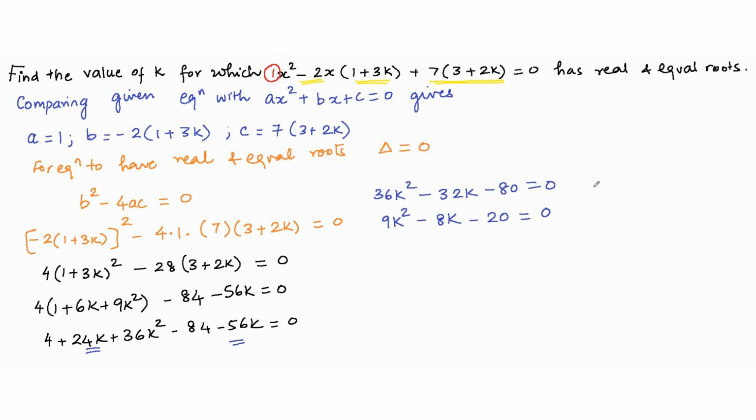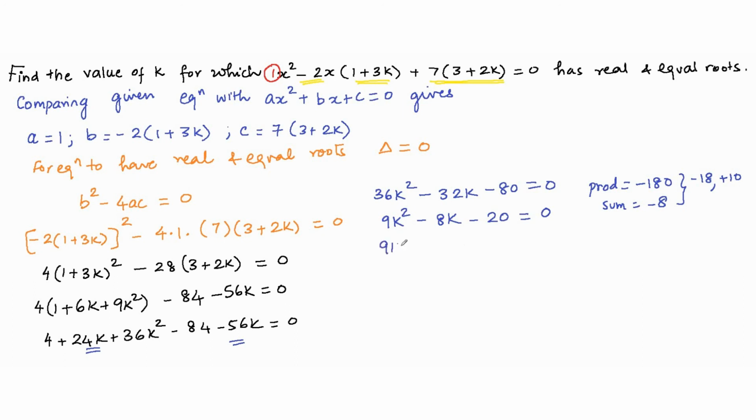So I can use the method of factorization. The product has to be 9 times negative 20, that's negative 180. And the sum should be minus 8. Not difficult to notice that it has to be minus 18 plus 10. 18 tens are 180 and 18 and 10 are separated by 8.